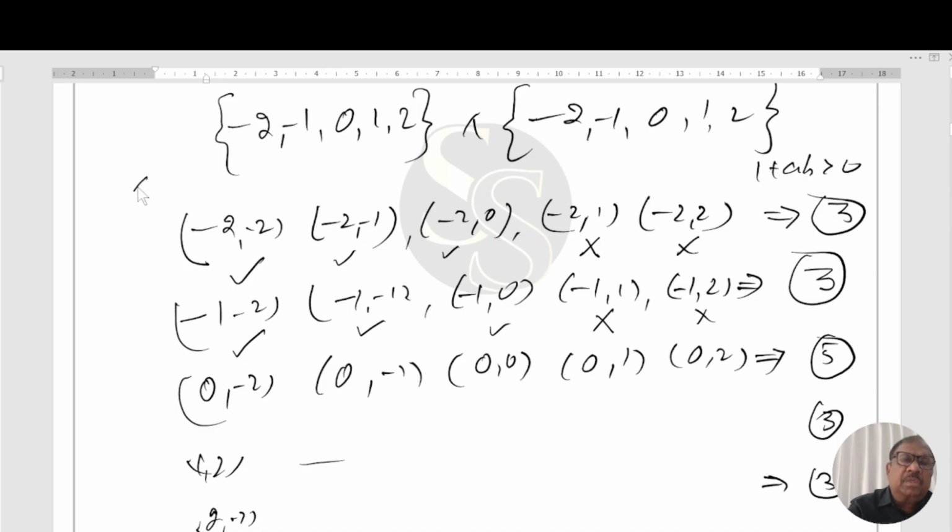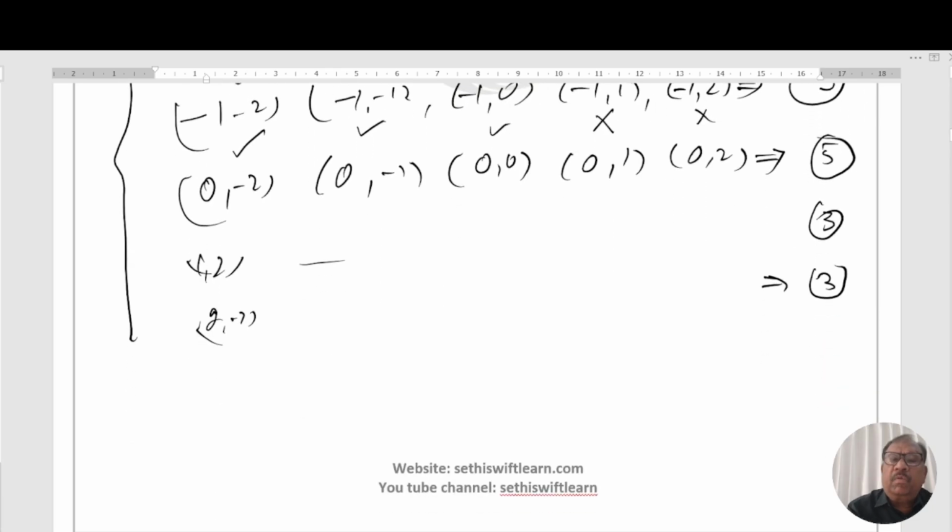I have discussed the methodology. You can make the Cartesian product and satisfy this condition. So the number of relations comes to 17.